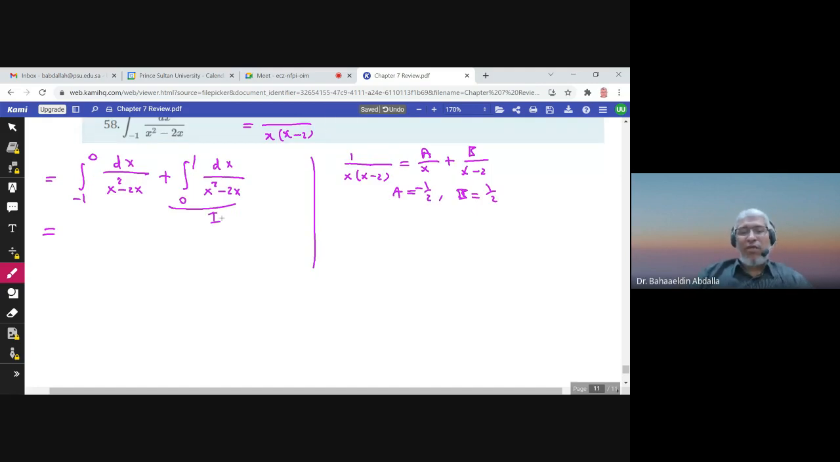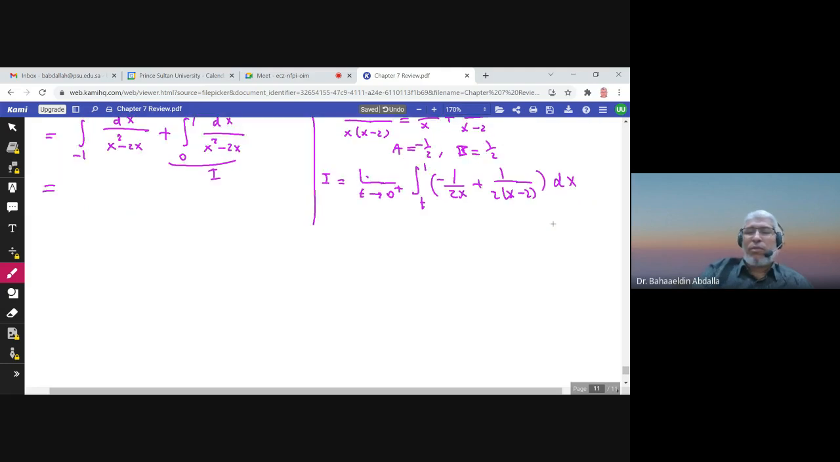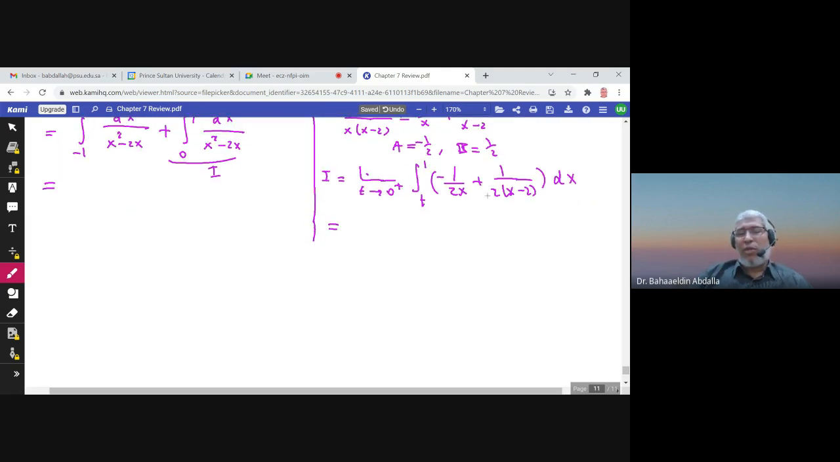So I, if I call it I, it would be equal to the limit. I have problem with the 0, so t approaches 0 from the right, from t to 1, integral of negative 1 over 2x, A is negative half, plus 1 over 2 times x minus 2 dx. So this would be equal to, I can take half out, and the integral of negative 1 over x is negative ln absolute value of x. And then we took the 2 out, so ln absolute value of x minus 2 from t to 1.